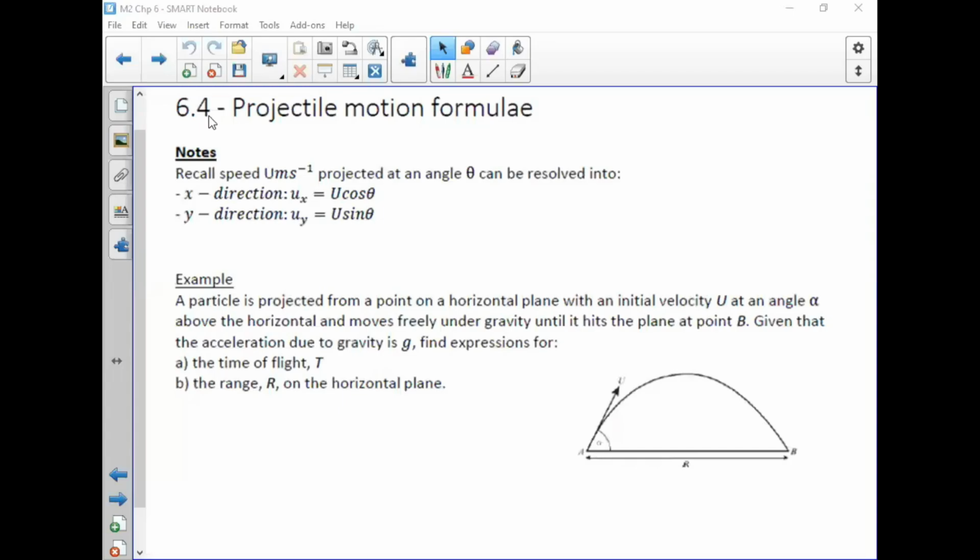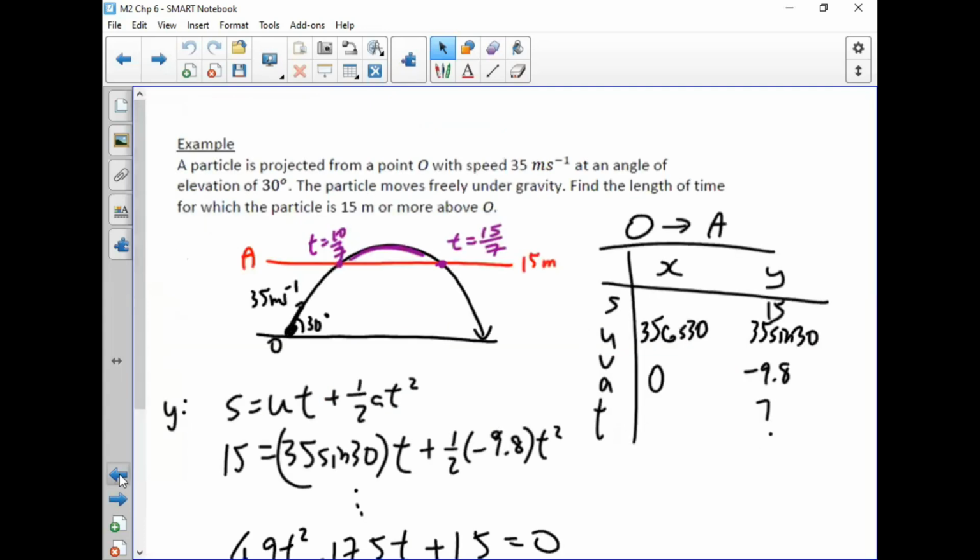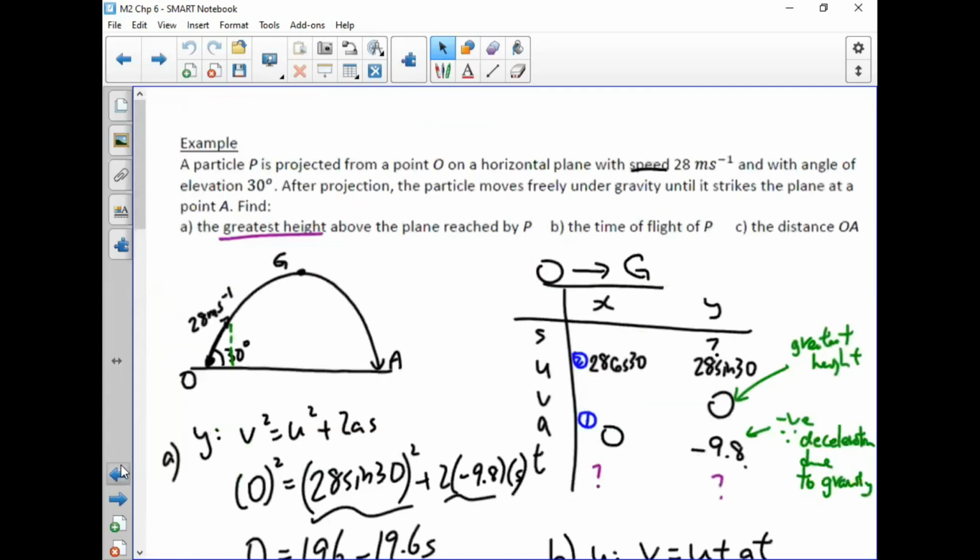In this lesson, we are looking into the final part of chapter 6, which is about projectiles. Compared to the previous lesson, 6.3, this is just the algebra version of what you've learned before. So just a quick recap of what you learned in 6.3.